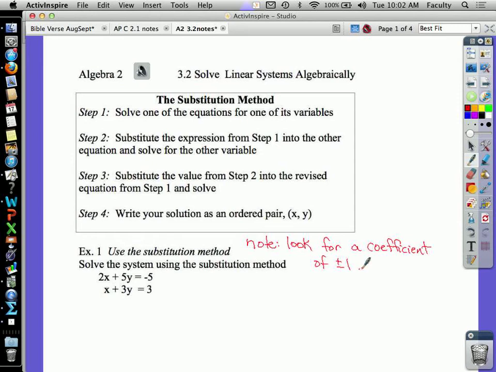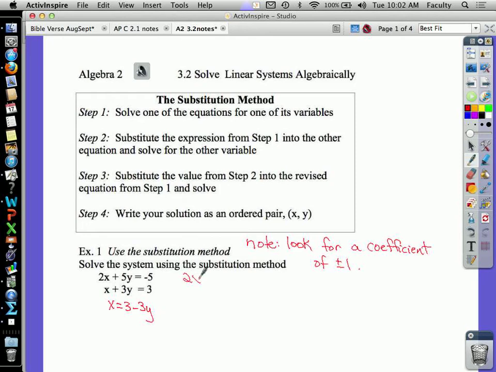So, Henry, what variable do I want to solve for here? The x in the bottom, exactly. So, all we're going to do is subtract the 3y and get x equals 3 minus 3y. That's our step 1, solve one of the equations. Then you're going to plug that into the other equation. You don't plug it back into that same equation.